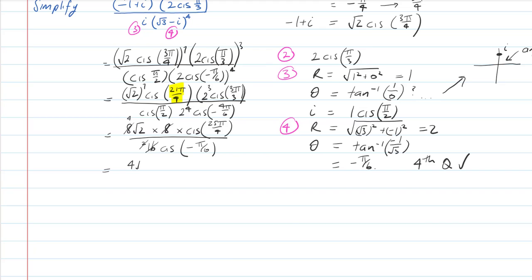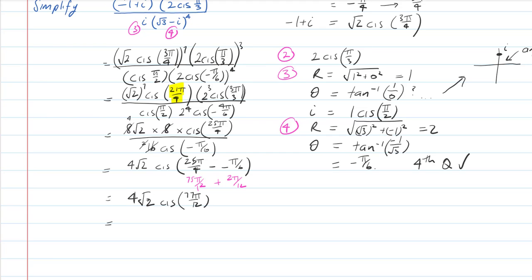4 root 2 cis, and now we just do our subtraction. 25 pi on 4 minus negative pi on 6, and this is fun. Now they can both go to some number out of 12, so this guy will become 75 pi on 12, and this guy will become 2 pi on 12, and so I end up with 77 pi on 12. So it's 4 root 2 cis 77 pi on 12.